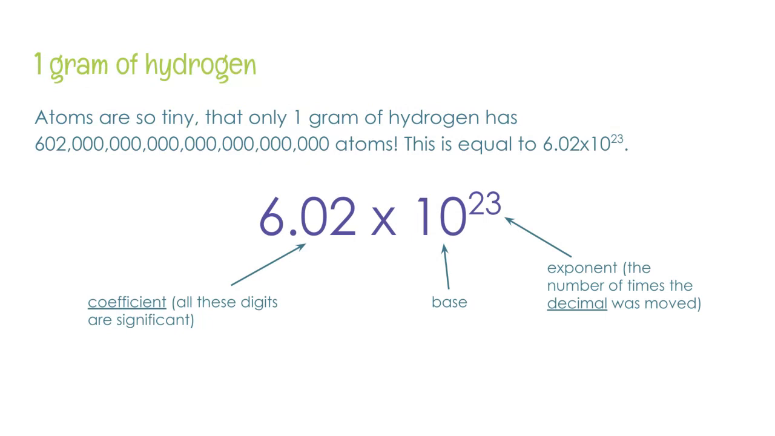Now, the reason we use scientific notation in chemistry is because atoms are really, really tiny. So because they're so tiny, when we have even small amounts of atoms, for instance, 1 gram of hydrogen, we have quite a large number of atoms. And all of these zeros, they're not considered significant.